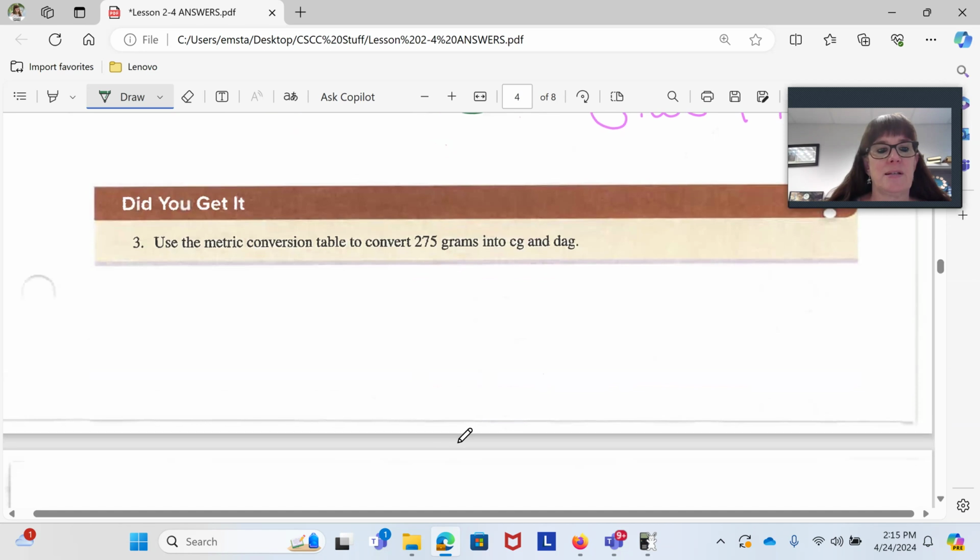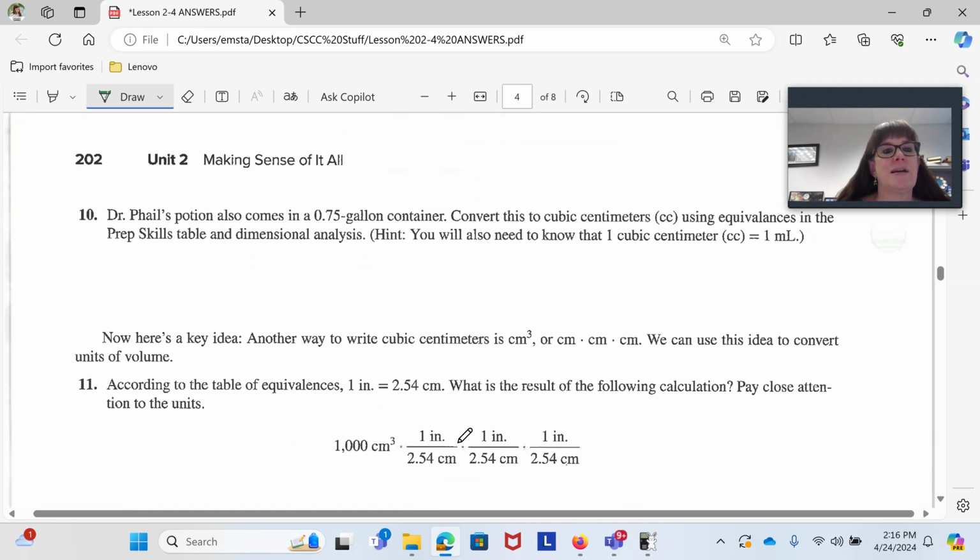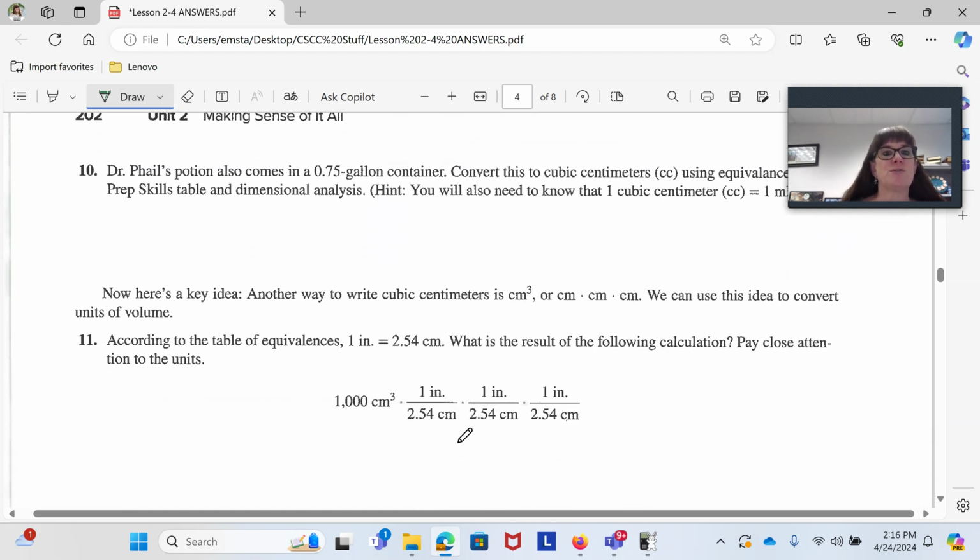All right, going to page 202. They tell me that Dr. Fail's potion also comes in a 0.75 gallon container. We want to convert that to cubic centimeters using the equivalents in the prep skills table and dimensional analysis. And they tell me something that I'm going to need here, that 1 cubic centimeter is 1 milliliter. I did not know that until I had little kids and I was giving them medicines. I was like, oh, that's cool.